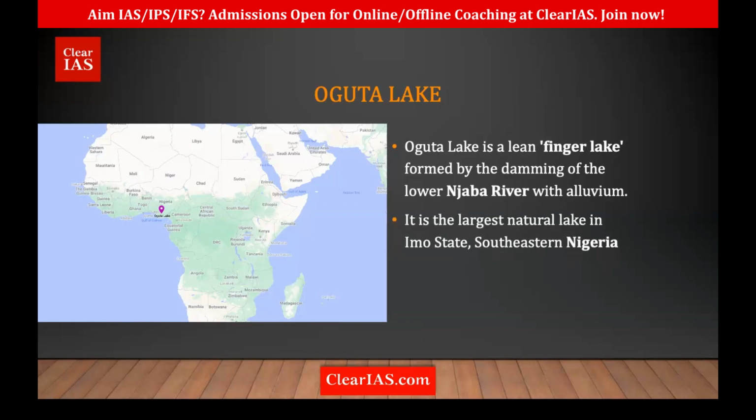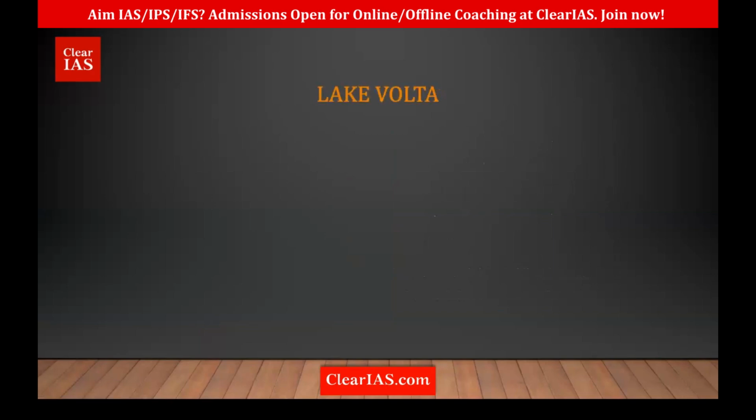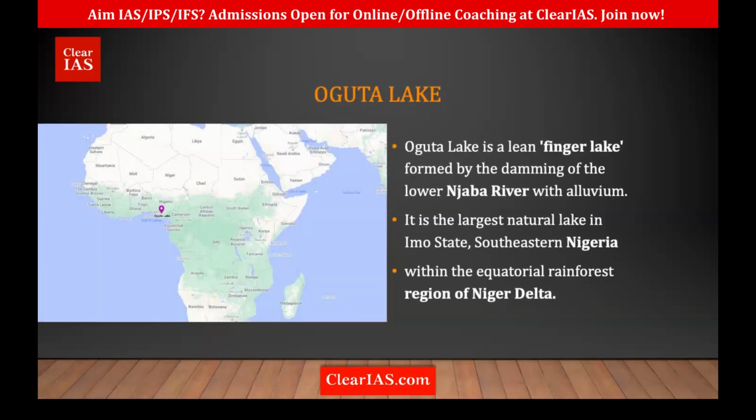It is the largest lake in Imo state in southeastern Nigeria. This is one of the largest lakes in Nigeria, not Africa. Remember it's in Nigeria, within the delta of Nigeria. We have the Niger River flowing like this up to here, and the delta is here. It opens to the Gulf of Guinea, which we have here. That is where we have the delta, and Oguta Lake is in Nigeria.